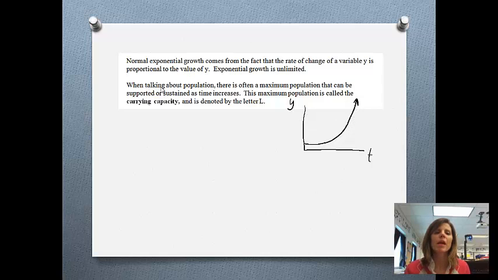When we're talking about population, however, there's often a maximum population that can be supported or sustained as time increases. As an example, let's say there was a rumor in the high school and 5 people started it. We've got the whole school, about 1,300 students. If 5 people started the rumor, what's going to happen? Obviously, it's just going to keep growing and growing because more people are going to hear.